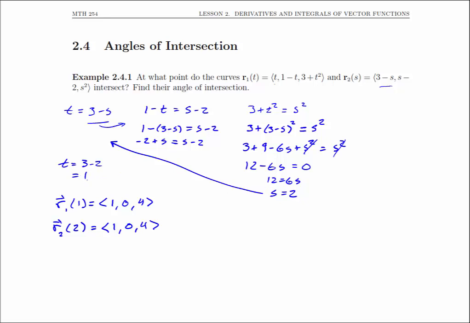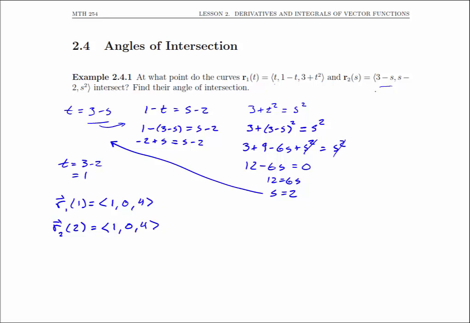So at 1 second after our starting time of 0, the first space curve is at this point, and at 2 seconds after the starting time, 1 second later, this one is. So they're not colliding, they're not hitting that same point at the same time, but they are passing through the same location.